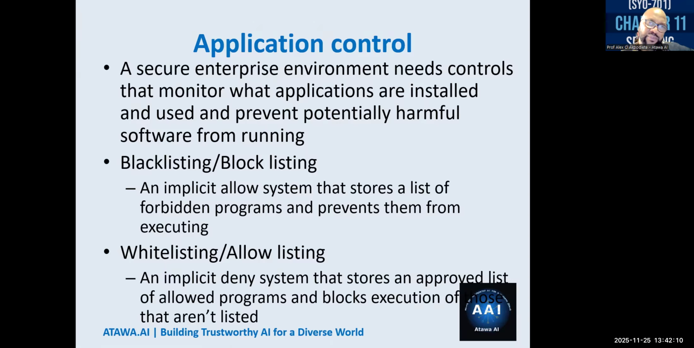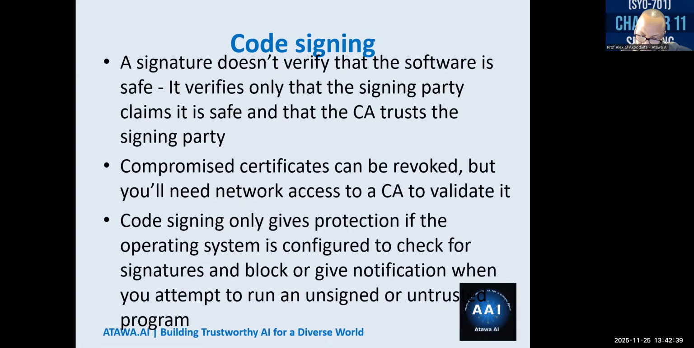But what many systems do is these two terms here you need to understand. Blacklisting or blocklisting, which is a new terminology, and whitelisting or allow listing. So blacklisting is an implicit allow system that has a list of forbidden programs, and those programs cannot execute on the system, as opposed to whitelisting that has an implicit deny system that stores the same approved list of programs that are allowed and blocks execution of any other program that is not on the list.